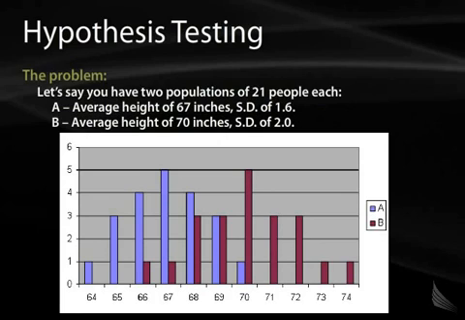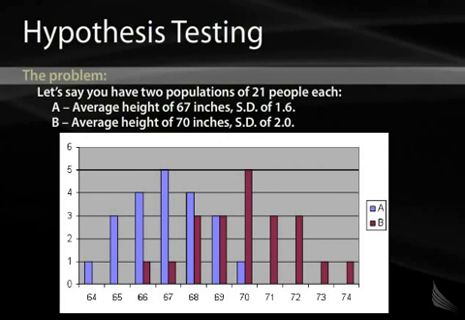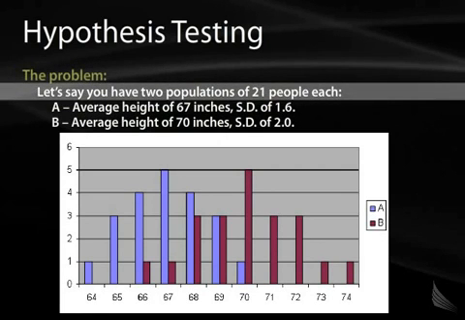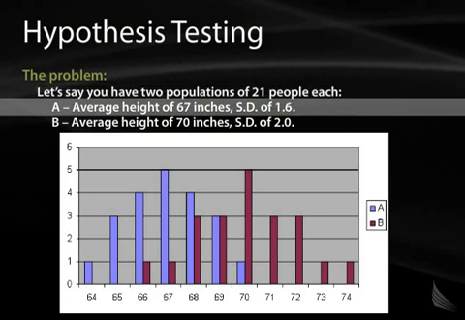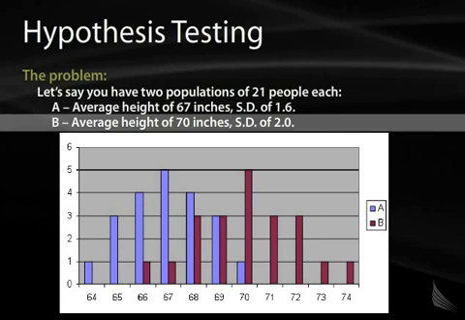So hypothesis testing. So here's the problem. Let's say you have two distributions of 21 people each. In distribution A, the average height is 67 inches with a standard deviation of 1.6. And in population B, the average height is 70 inches with a standard deviation of 2.0. The frequency histograms of these two populations is shown at the bottom of the slide.